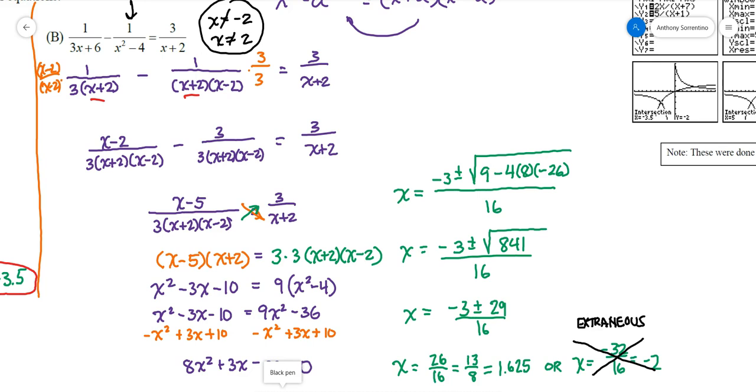Now, I could have possibly taken care of that earlier, because right at this stage here, I could have made this a little bit more simplified and not have to even deal with a quadratic equation if I recognized that both sides of the equation had an x plus 2 there, which meant I could legally divide both sides by x plus 2, canceling that, and that would have given me, essentially, x minus 5 equaling 9 times x minus 2.